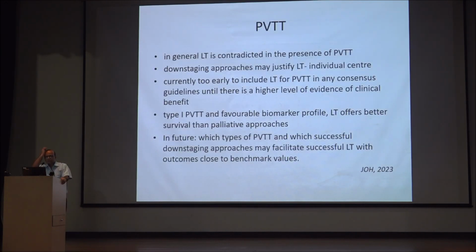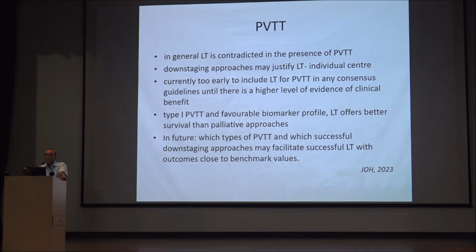So to summarize this, I have taken this from a review article published in JOH, sorry, Hepatology. It is a commentary on the current scenario. So in general, at present, liver transplantation is contraindicated in the presence of portal vein tumor thrombus. Downstaging approaches may justify liver transplantation, but that has to be individualized by the center depending on their activity, like whether DDLT or LDLT, and what facilities for downstaging are available to them.